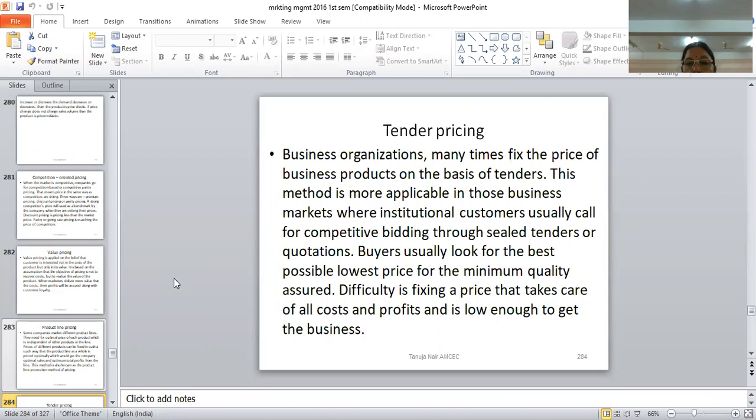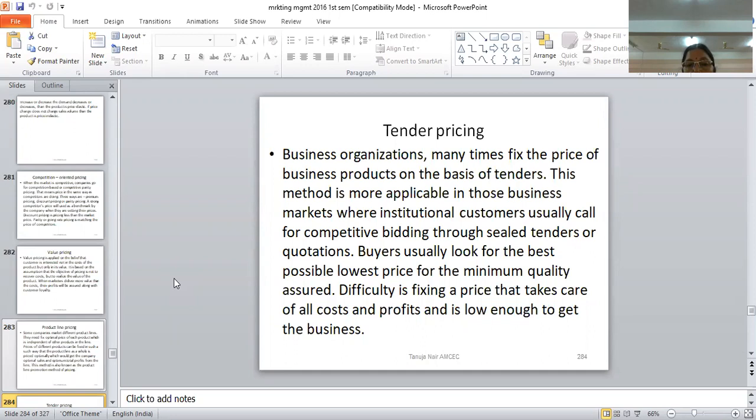Either they will give their quotations or they will give their bid in a sealed tender. So this is how the business organizations fix the prices for their business products. This is known as tender pricing. Here the objective is that the customer should get the product at the lowest price for the minimum quality. That is what the business customers are looking for.